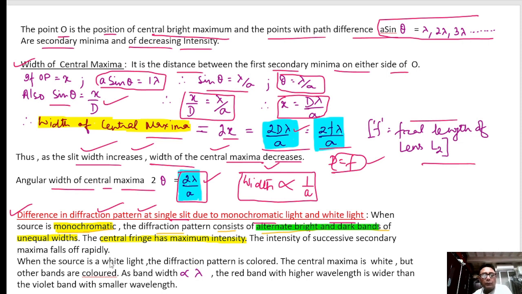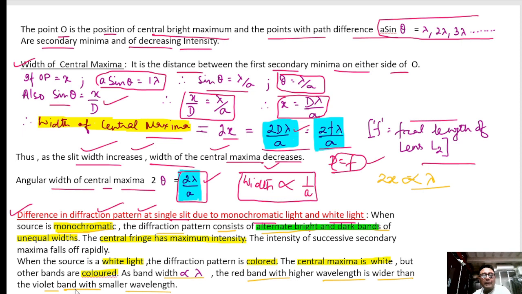Now when you are using white light, the diffraction pattern is colored. The central maxima is white and the other bands are colored. We know that the band width is proportional to lambda, as you can see here, the central maxima width 2x is proportional to the wavelength. That means the red band, having a higher wavelength, is wider than the violet band with a smaller wavelength. The central band with the red light will be wider than the central band with the violet light because its wavelength is smaller.